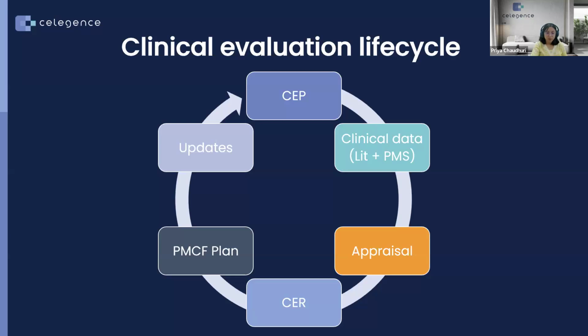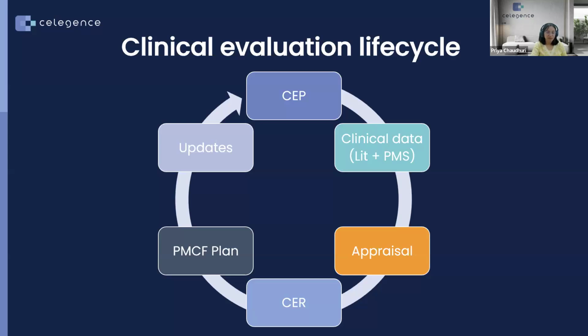So we want to reiterate that PMCF nowadays is not an option unless it is specifically justified. It forms a key part of the life cycle, especially for 2B and 3 devices. And finally, the evaluation should be revisited and updated based on new literature, PMCF findings, any kind of product change in materials, any kind of trend in the complaints, etc. So this is the overall cycle of the clinical evaluation process.